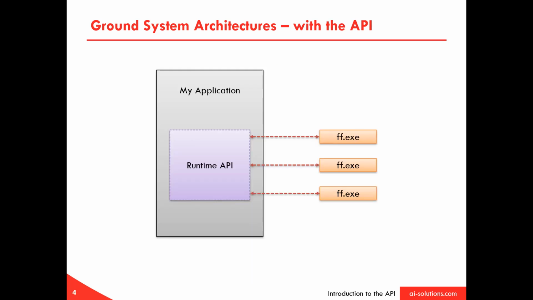With the API, you can access FreeFlyer directly from your application. So you can build your own application with FreeFlyer as a computational engine or a visualization tool or whatever you need, with direct calls that allow you to pass data back and forth with no in-between functionality.